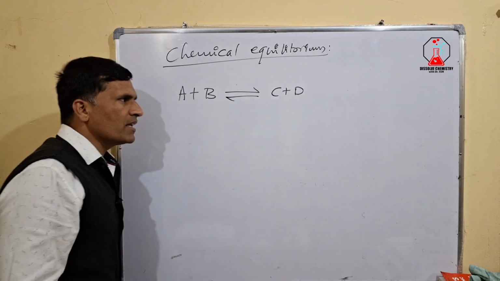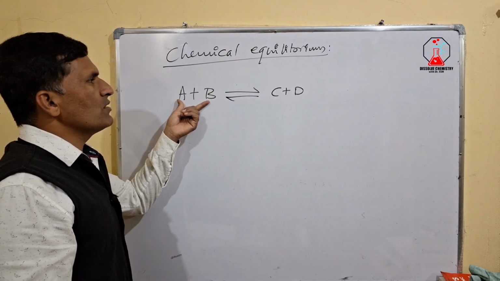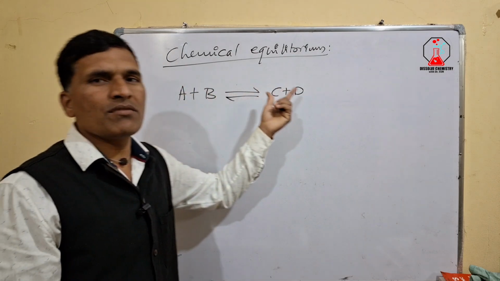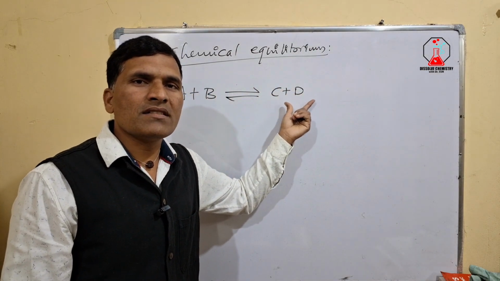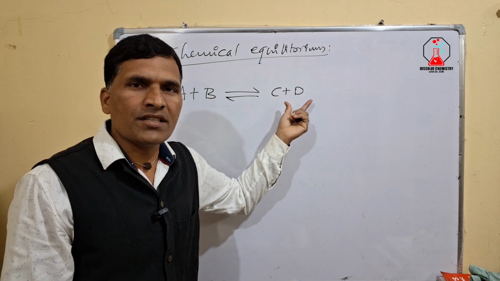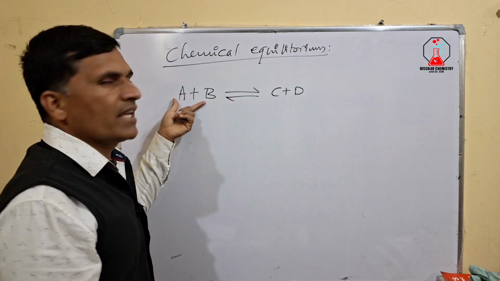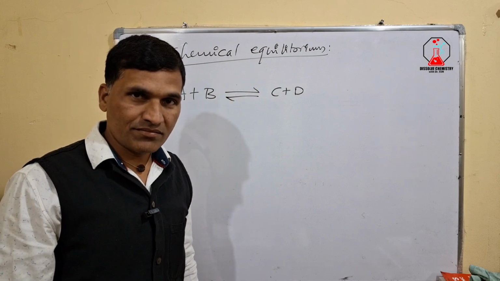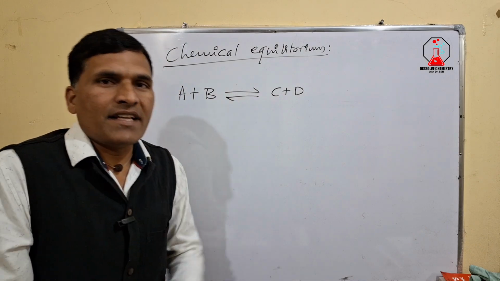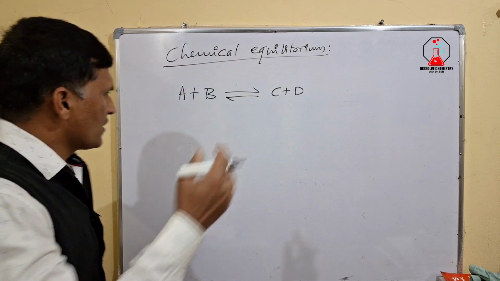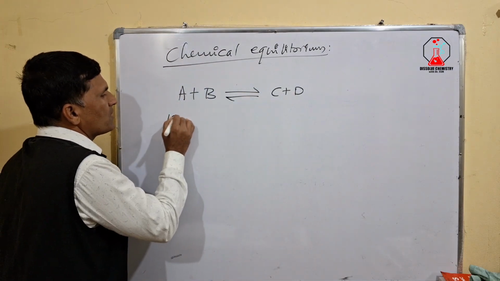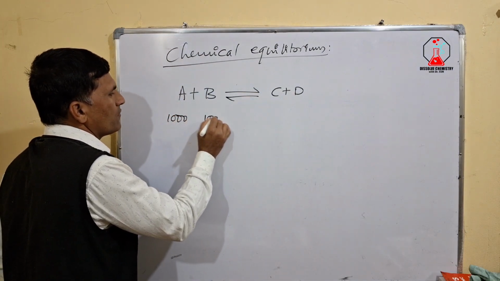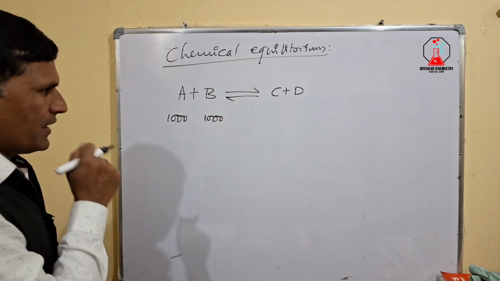What do we mean by reversibly? A plus B have the tendency to combine to give C plus D. Similarly, C plus D also have the tendency to combine back to give A plus B. So we call it reversible. As the reaction starts, consider that you have 1000 molecules of A and B taken in the reaction vessel.